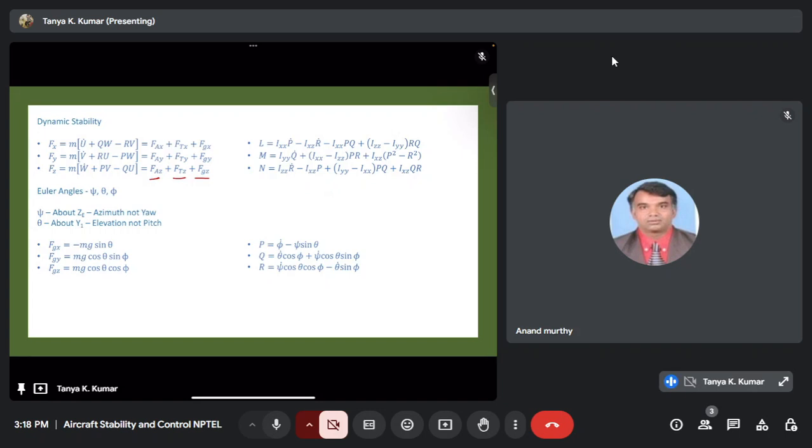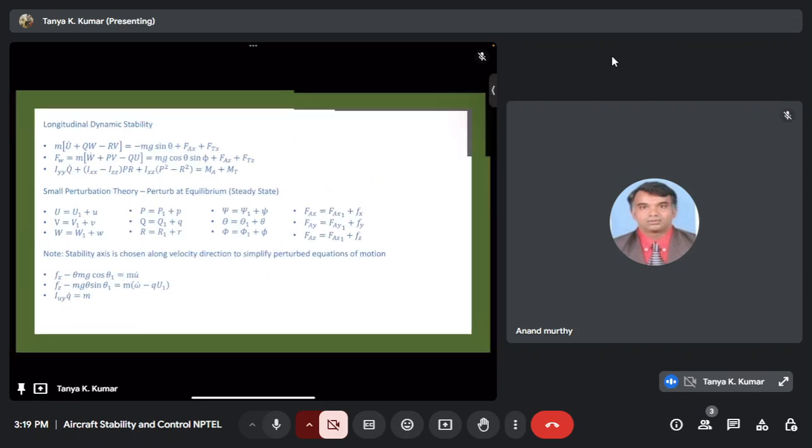Then we introduced one method of attitude representation, which is the Euler angles, and I mentioned that theta and psi are not to be confused with pitch and yaw of the aircraft. These Euler angles are different. They are with respect to the inertial reference frame. These angles mainly come about when we represent the gravitational forces and when we represent the angular velocities P, Q, R.